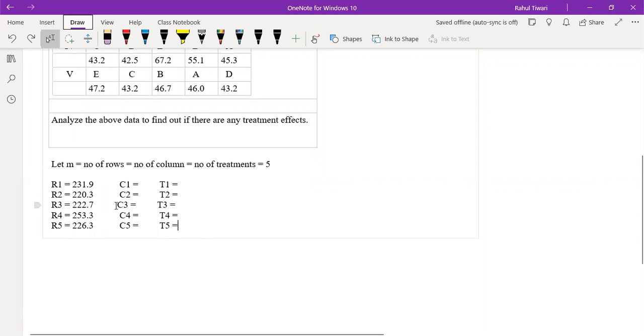Okay, let me just take the column total first. What could be the column total? 236.2, 22 point. Just check whether this is right or wrong. Just check. 4, 239.5, 209.2. Check this treatment total also.